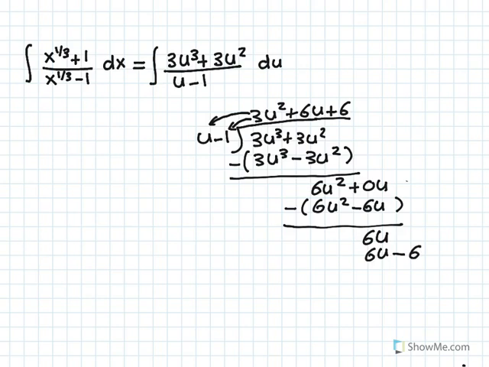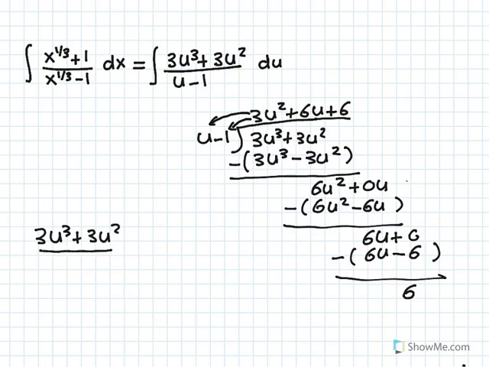And so now let's subtract, and let's put plus 0 here. 6u minus 6u is 0. 0 minus minus 6 is just 6. This is the remainder. So we can rewrite the integrand, (3u cubed plus 3u squared) divided by (u - 1). That's equal to the quotient, which is 3u squared plus 6u plus 6, plus the remainder, which is 6, divided by the denominator.